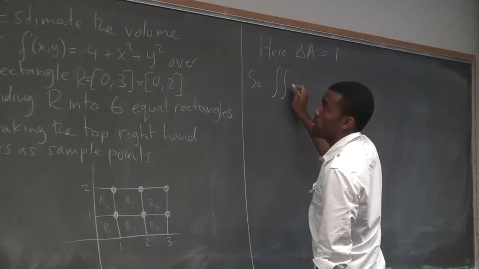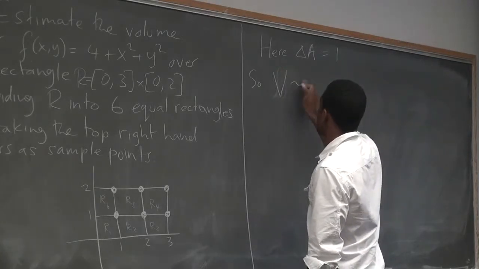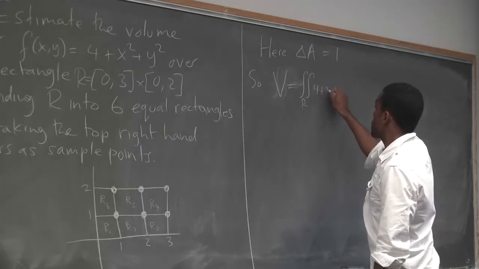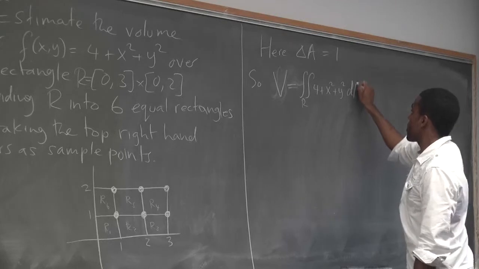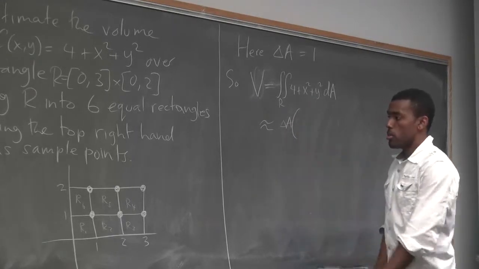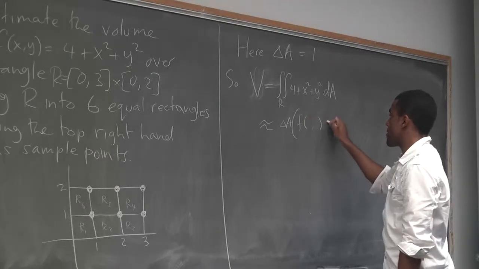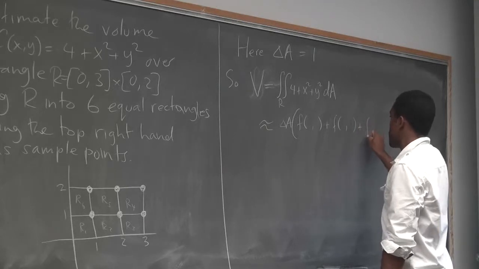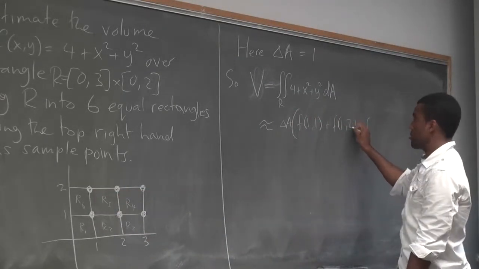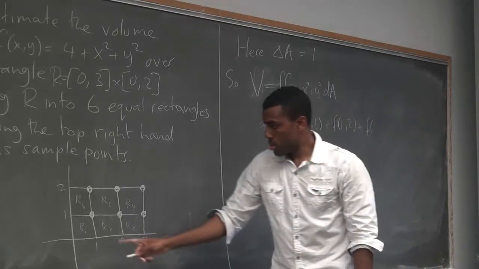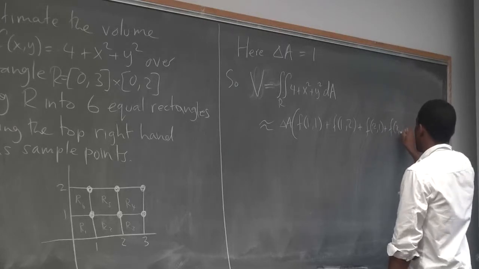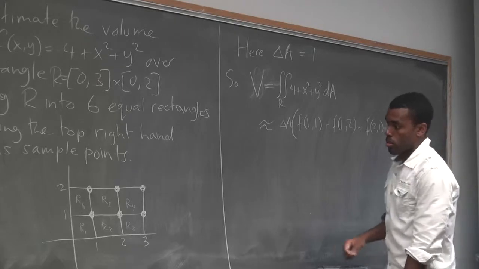So V is equal to the double integral over R of this function, which is approximately equal to the sum. It's going to be delta A times the sum of all these heights. So it's f of, what are the points? This point is 1, 1. Then 1, 2. So this is 1, 1, 1, 2, 2, 1, 2, 2, 3, 1, 3, 2.